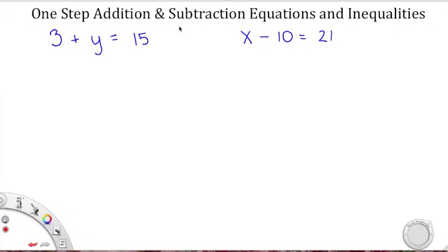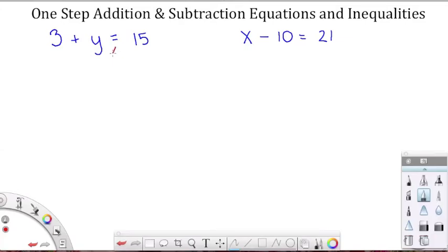Boys and girls, let's take a look at one-step addition and subtraction equations and inequalities. We'll start with these two equations and then we'll do an inequality. The first thing you need to realize about an equation is we want to think of it as a mathematical statement that must be true, and it has a balance point. What's on the left must be equal mathematically to what's on the right.